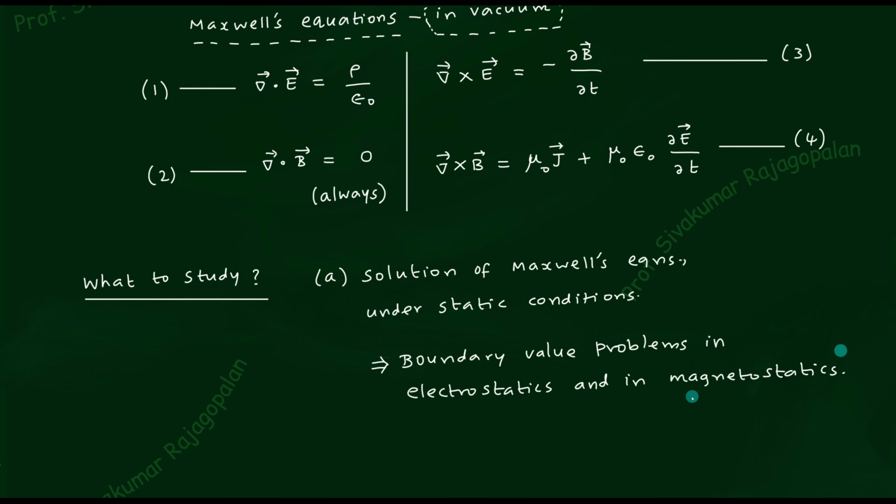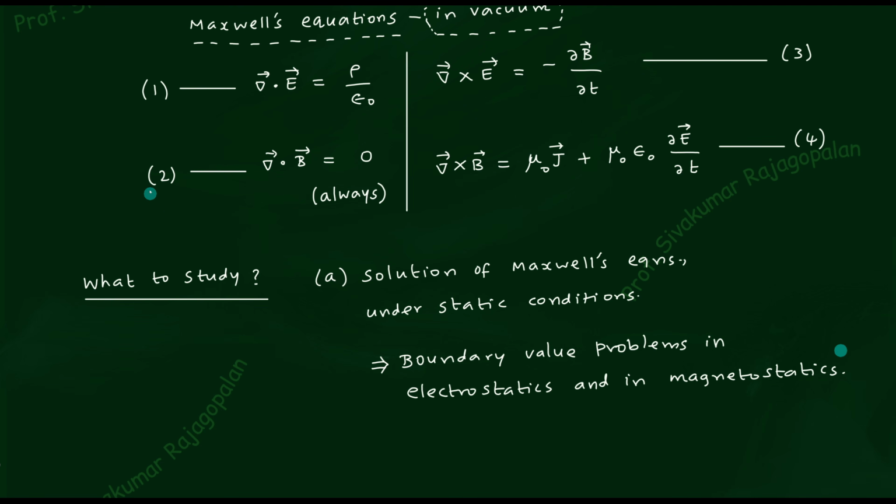In electrostatics and magnetostatics, what I mean to say is that in electrostatics, in equation number 1, if you are going to solve equation number 1 together with equation number 3, because 1 and 3 correspond to the electric field, then it is known as the electrostatic boundary value problem. That is the meaning.